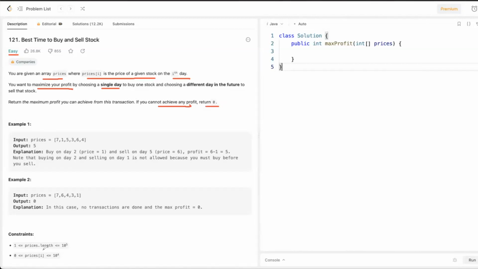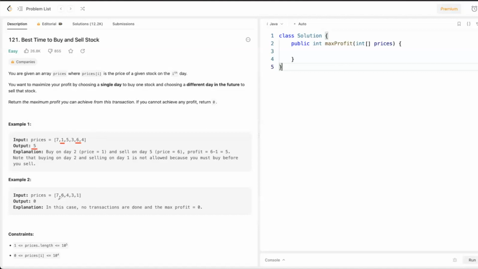The constraints are the length of the array is between 1 to 10 to the power 5. The prices can be between 0 to 10 to the power 4. Let's look into the example. We are given here 7, 1, 5, 3, 6, 4. If I buy the stock on day 2, which has the price 1, and sell it on day 5, I will have the maximum profit, which is 5.